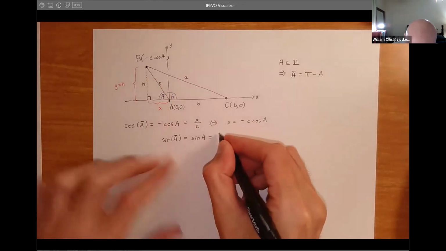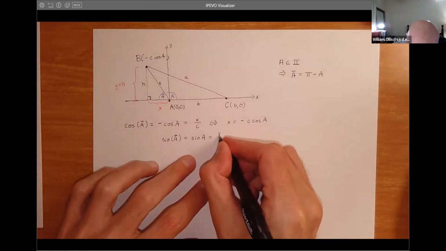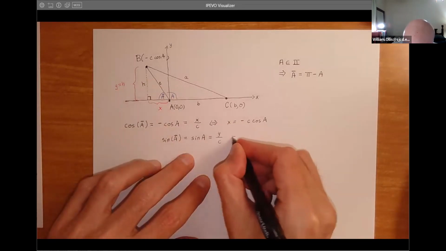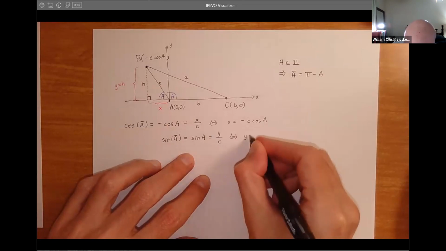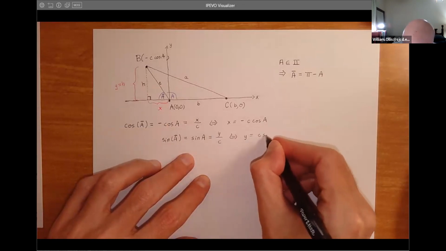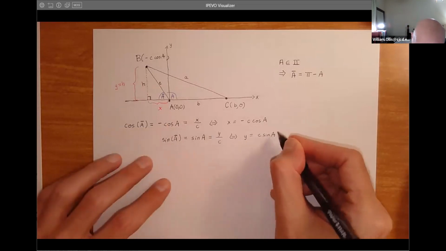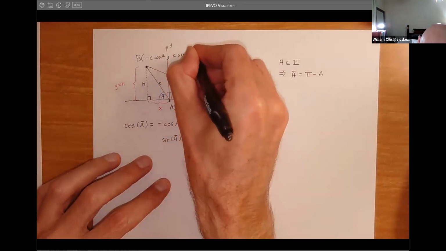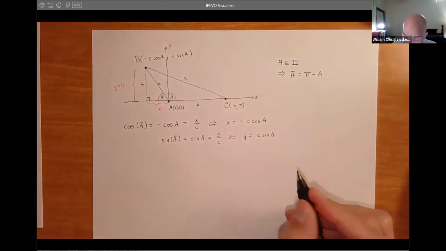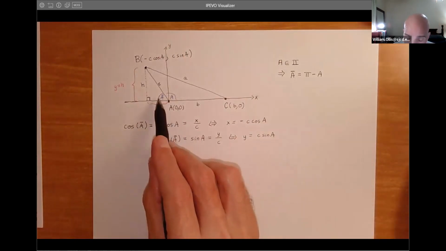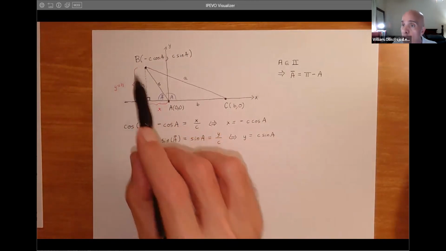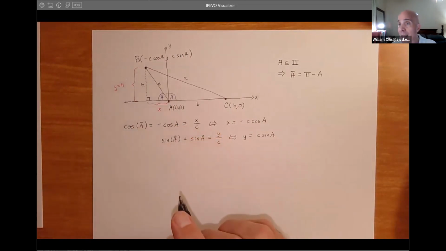So this is basically, we'll just use the y over c, if and only if y equals c times sine A. So we can go up here, c sine A. It's very similar to what we've already done, except when we have the obtuse case and the angle is in the second quadrant, the cosine is negative and the sine is positive.